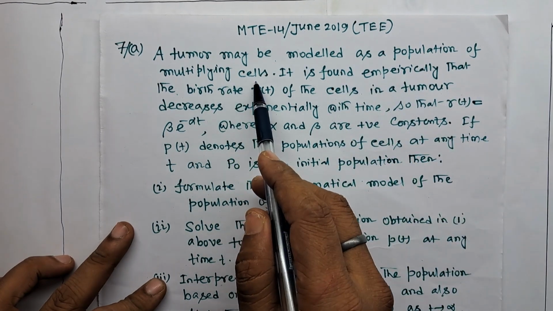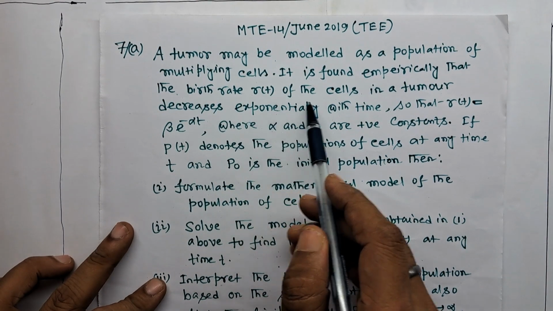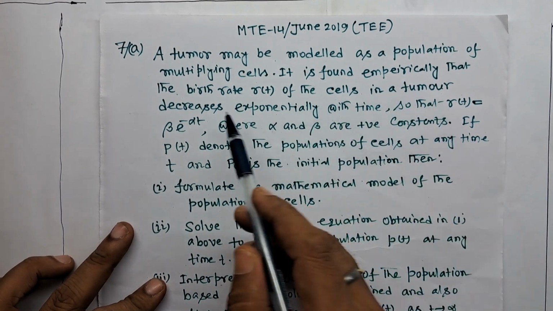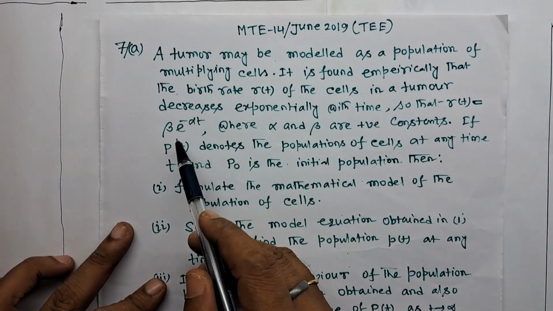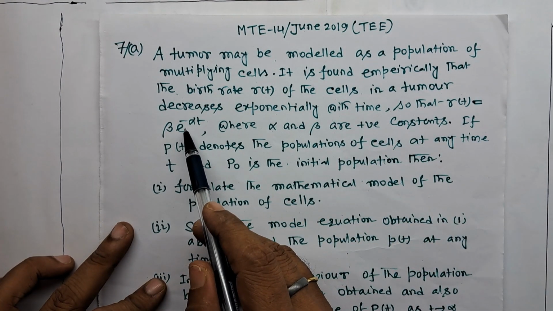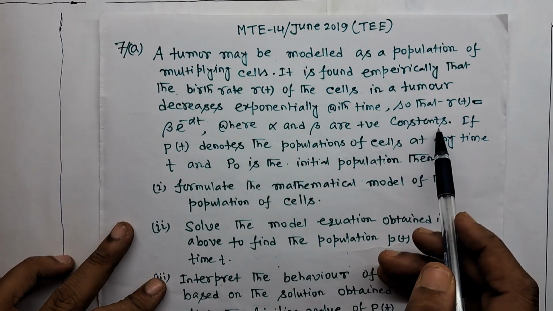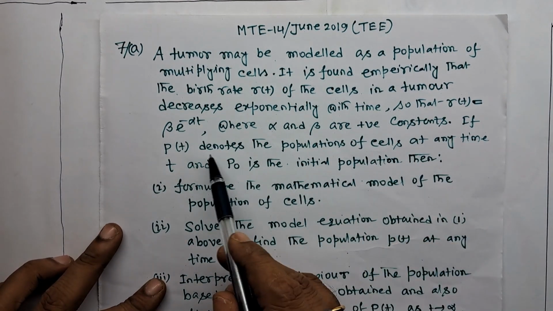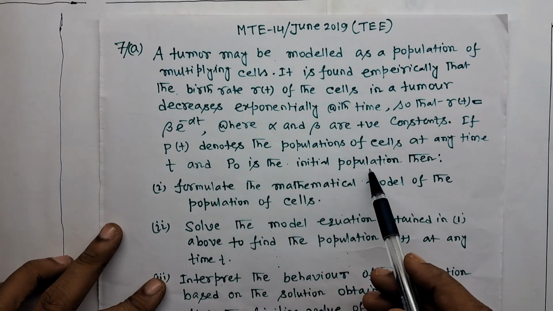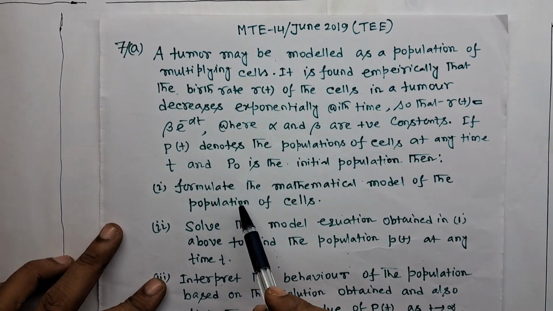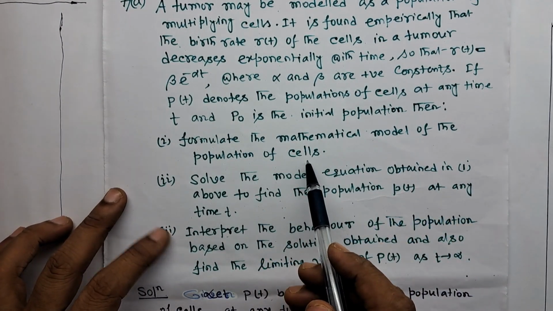A tumor may be modeled as a population of multiplying cells. It is found empirically that the birth rate R(t) of the cells in a tumor decreases exponentially with time, so that R(t) equals beta multiplied by e to the power minus alpha t, where alpha and beta are positive constants. If P(t) denotes the population of cells at any time t and P0 is the initial population, then formulate the mathematical model of the population of cells.